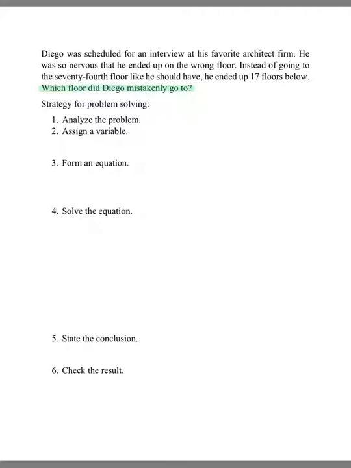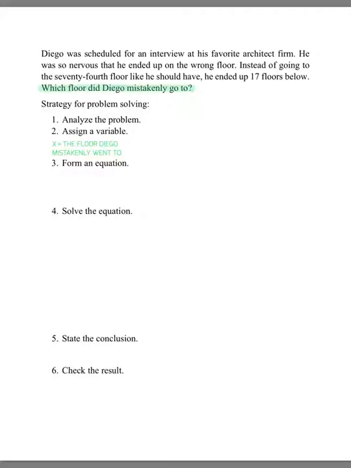Since the question asks which floor did Diego mistakenly go to, we want our assignment of the variable to reflect the question. So in our case, we're going to state x equals the floor Diego mistakenly went to. Ideally, it's the question reworded in the form of a statement. Our variable x is going to represent the floor Diego mistakenly went to. Now that we have assigned the variable, let's continue analyzing the problem and see what other information we can extract.